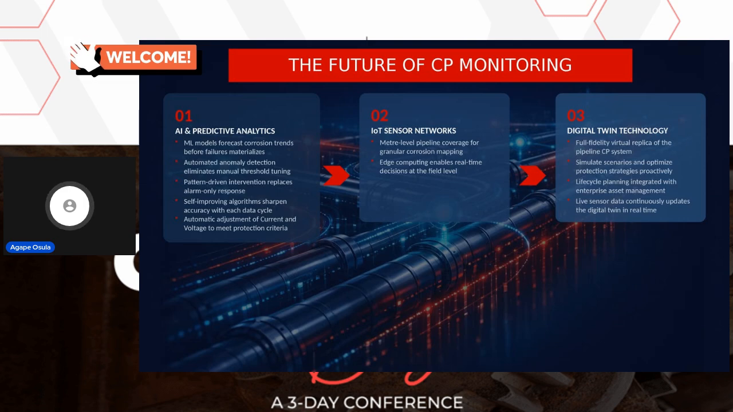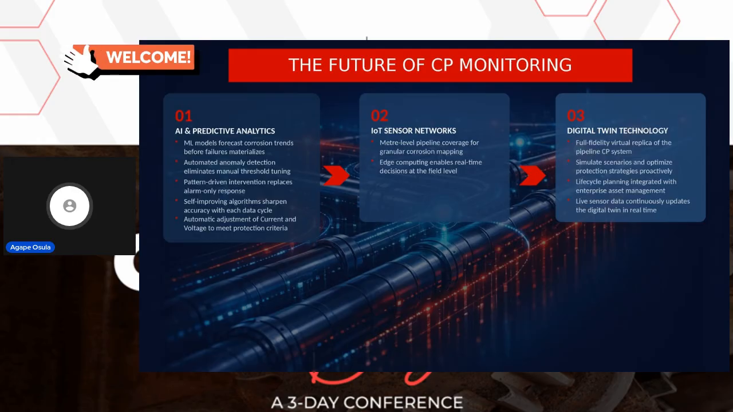Of course, the IoT sensor networks, meter level pipeline coverage, granular corrosion mapping. This is very important. For example, if you have protection at the beginning, and then as you go along the line, you don't have protection, and then you have protection at the end, the question is what's happening at the middle section of the line, right? Are we having interference issues? Is it that the other end of the line is protected by something else? Not necessarily CP coins, which are set from the beginning of the line when you are protected from one corner.